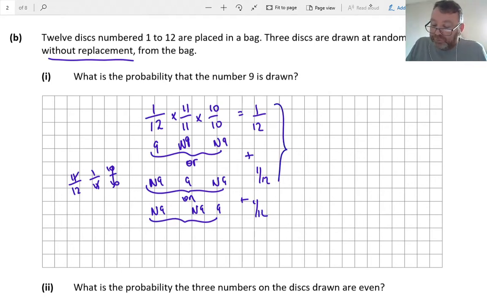So what do I end up with? A 12th plus a 12th plus a 12th, which is 3 12ths, which happens to be 1 over 4, or 25%, if you want to do it in terms of percentages. That's it.